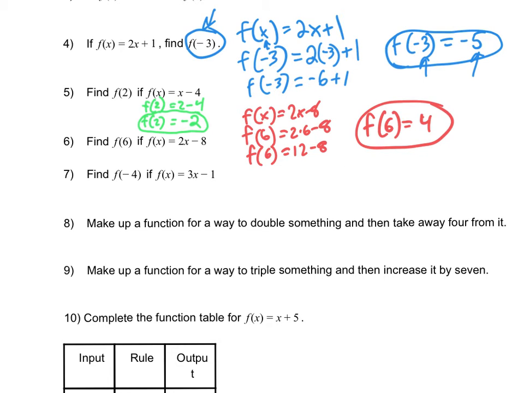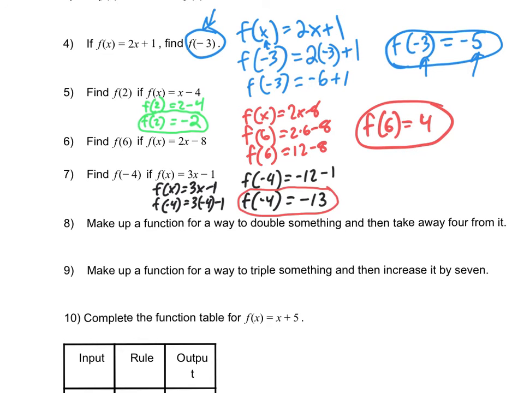All right, try one more with number 7. Make sure you're not just writing negative 13 as your answer. It's really important when we're using function notation that we are writing the whole thing. F of negative 4 equals negative 13. That's really part of the big purpose of it, is to see what's going in and what's coming out, all in the answer.